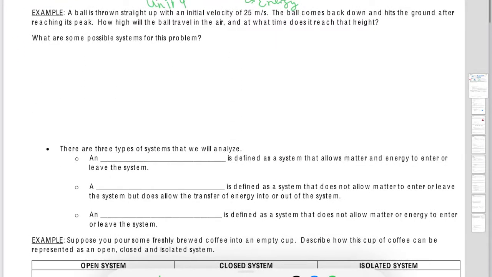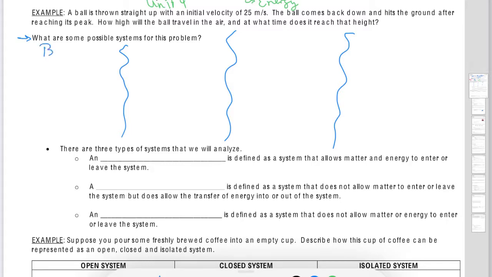Now, let's look at some ways to identify some possible systems. It looks like this question is going to ask you to solve for something, but you can see right here we have a question about what are some possible systems for this problem. You have a ball thrown straight up with an initial velocity of 25 meters per second. The ball comes back down and hits the ground after reaching its peak. How high will the ball travel in the air, and at what time does it reach that height?